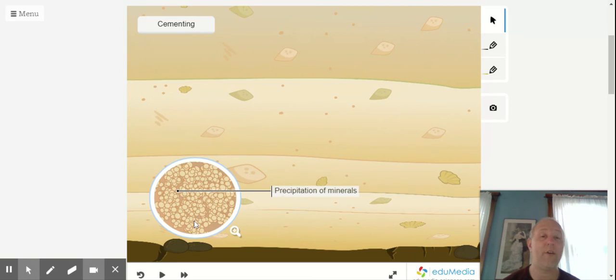So now they are stuck together, and now the bottom layer is a rock. The upper layers aren't rocks yet; they're still sediments. But down below, now we've turned into a layer of rock. If we were to dig away the layers of sediment on top, there would be rock underneath.